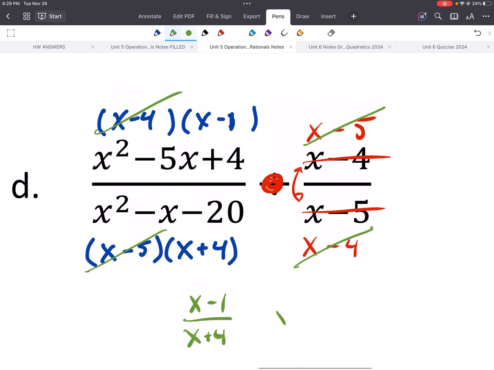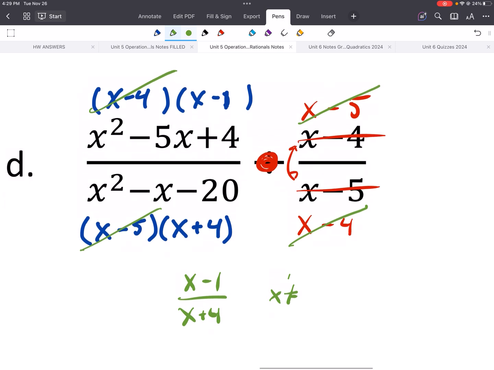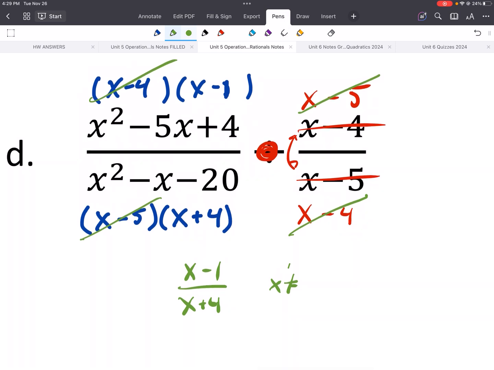And then excluded values: x cannot be, there are lots of things here, it can't be 5 from here, can't be -4 from here, and it can't be +4 from here.